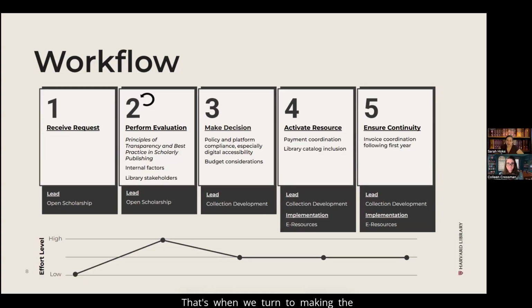That's when we turn to making the decision. By now we've already identified that subject-wise, the content is appropriate for my unit to review. Reviewing the assessment is more about confirming the type and quality of OA we would be supporting and how it is made available to users.